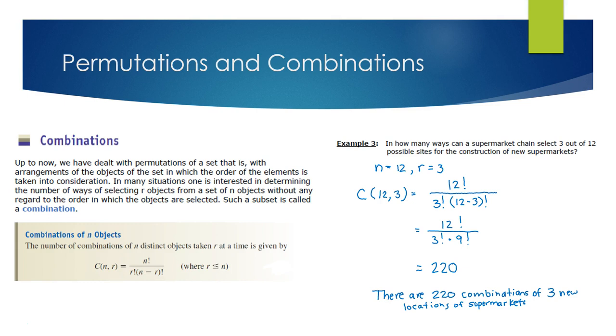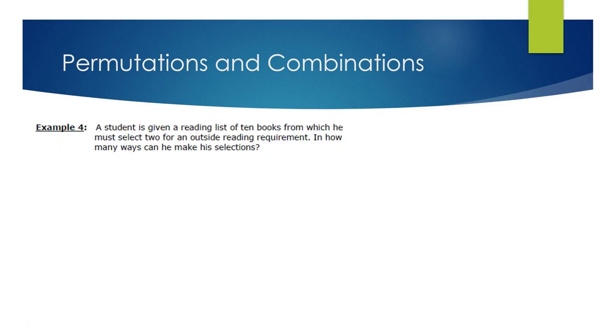So now for these last few examples, you're going to make a decision about what's the best way to approach this. So example 4 here, a student is given a reading list of 10 books from which he must select 2 for an outside reading requirement. In how many ways can he make his selections? So take a moment, figure out ways that you could possibly deal with this, and we'll go through it.